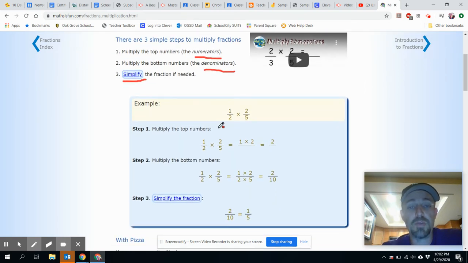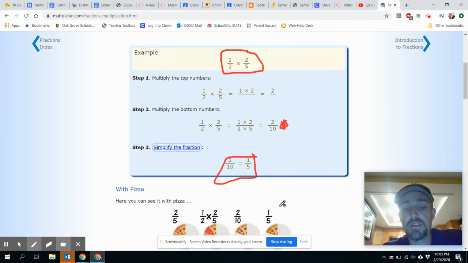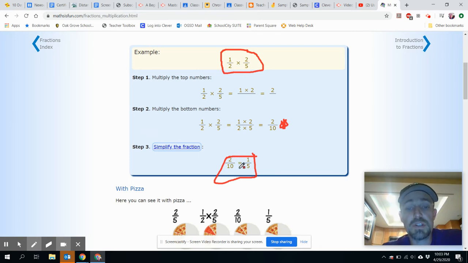Okay, so here we go. Scooching down to their first example, 1/2 times 2/5. Take a look. They multiply the top numbers, the numerators, 1 times 2. They multiply the denominators, the bottom numbers, 2 times 5, and they get 2 over 10. This is the answer they get right here. And then, of course, you simplify the fraction. So 2/10 equals 1/5. If you divide 2 and 10 both by their greatest common factor, which is 2, you get 1/5.